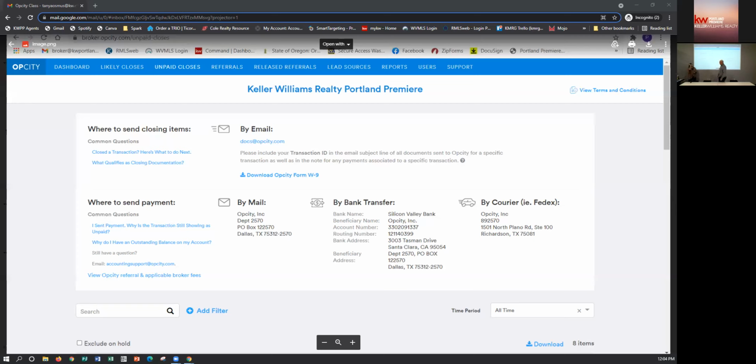And the settlement statement from the title company will show what the sales price is too. And RMLS will show what the commission amount was, after you close.